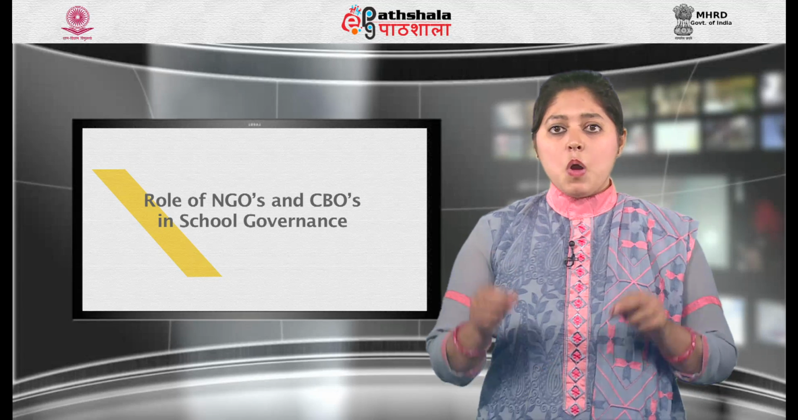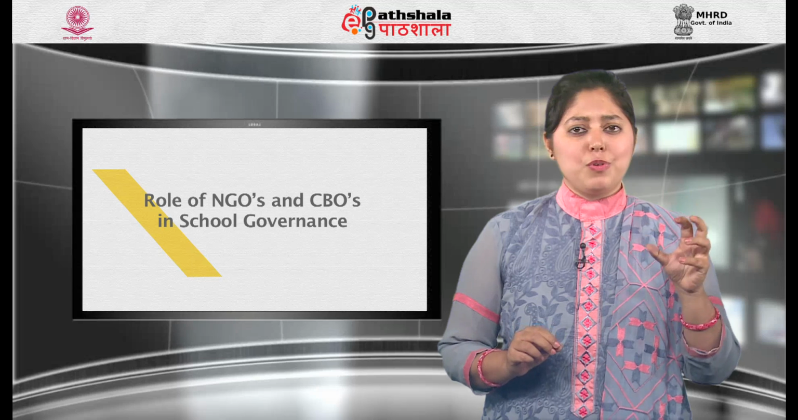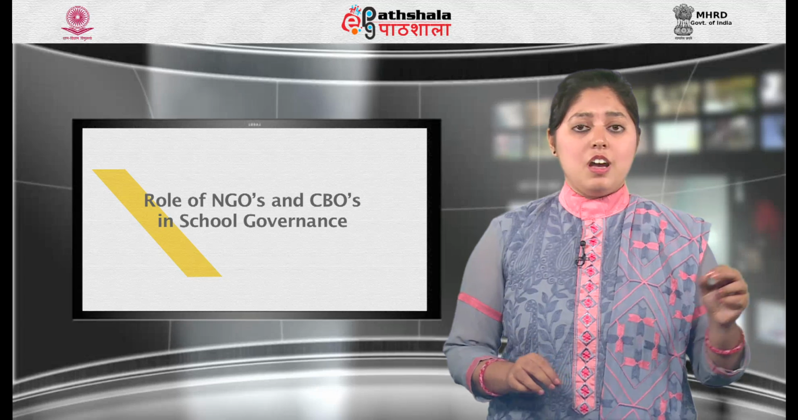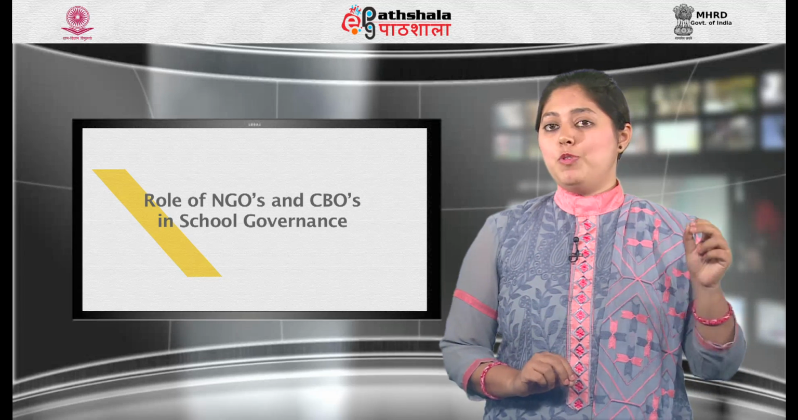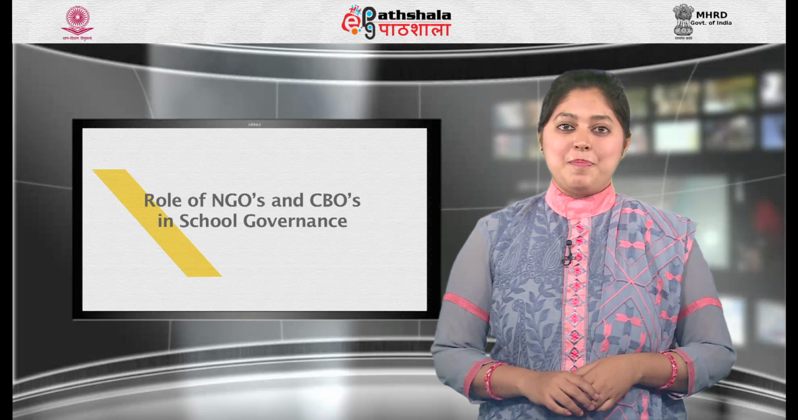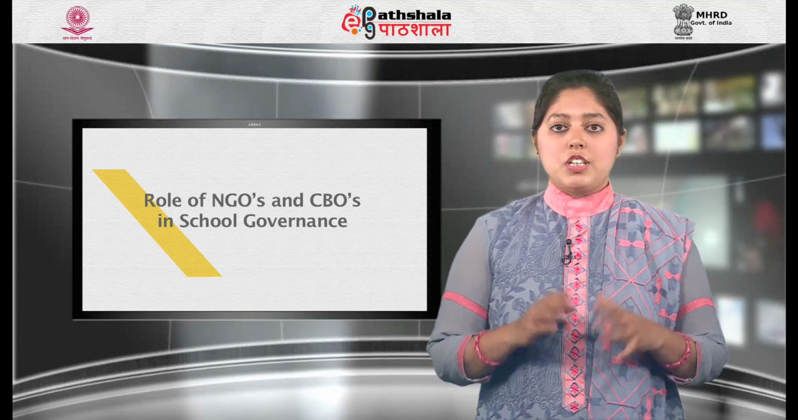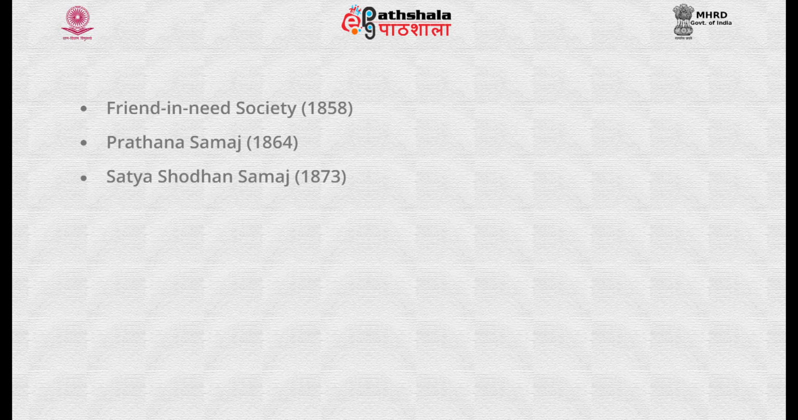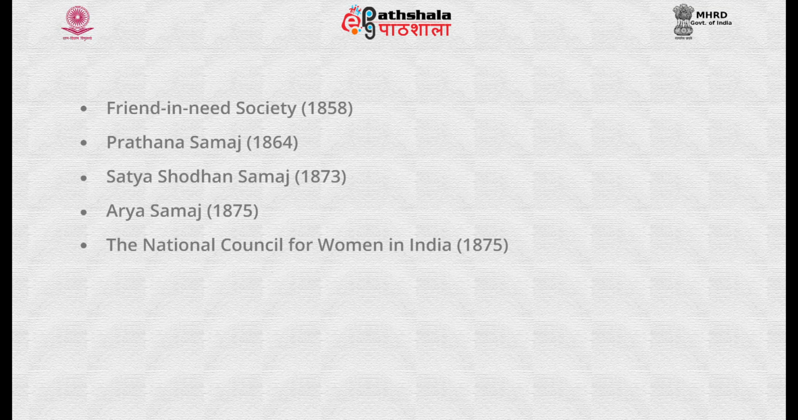So the question is, when and how the concept of NGOs came in our country? These NGOs proliferated in India during British rule in order to improve the social welfare and literacy. Numerous organizations were established during this period, including the Friend in Need Society in 1858, Prarthana Samaj in 1864, Satya Shodhak Samaj in 1873, Arya Samaj in 1875, the National Council for Women in India in 1875, and the Indian National Conference in 1887.